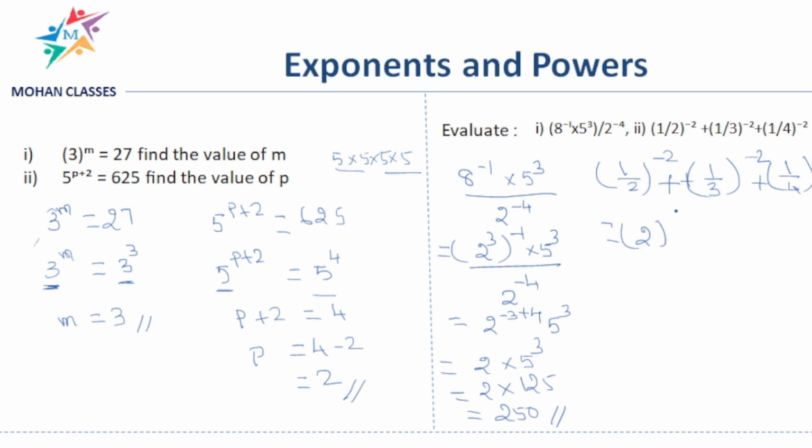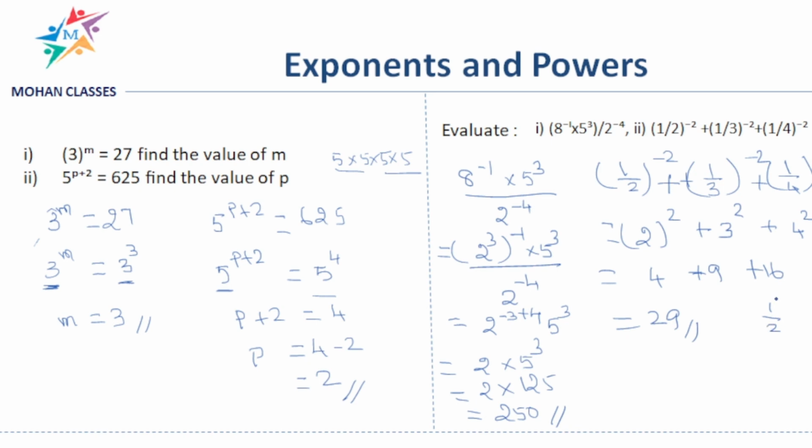2 to the power of 2 I am writing. Understand what I did? This minus I have converted into plus. Understand or not? This will be written as 3 square. This will be written as 4 square. So that is equal to 2 square means 4 plus 9 plus 16. So that is equal to 4 plus 9, 13. 13 plus 16, 29.